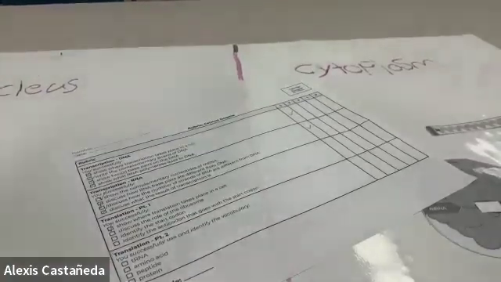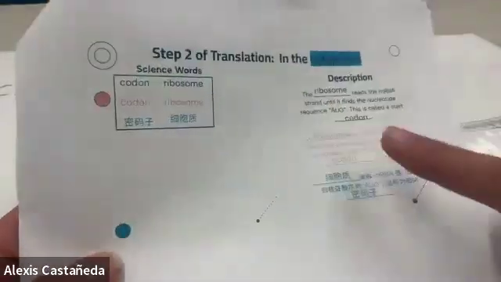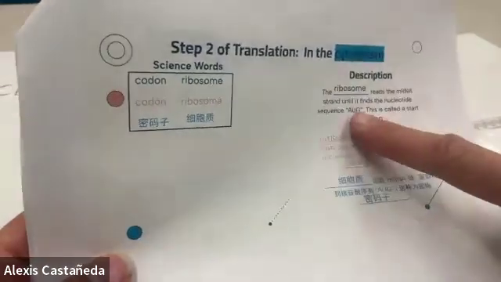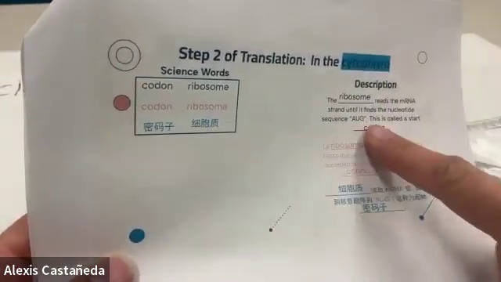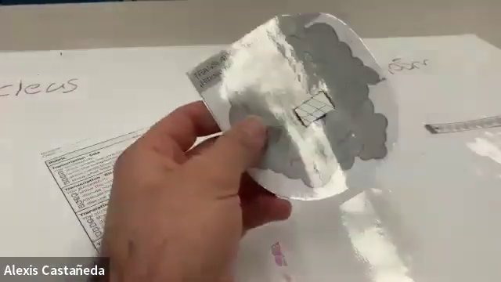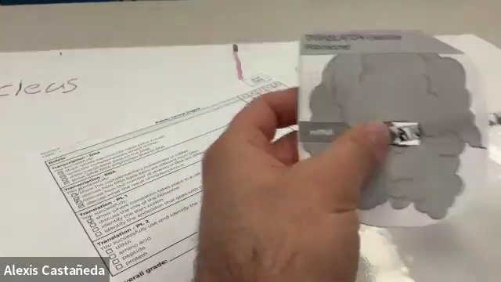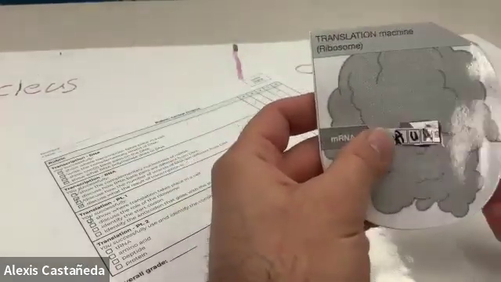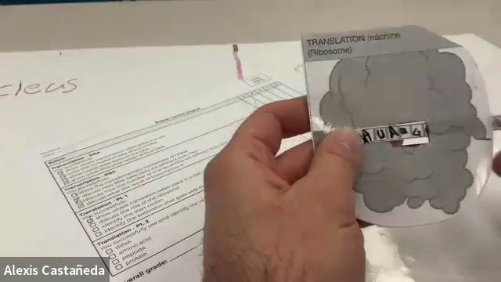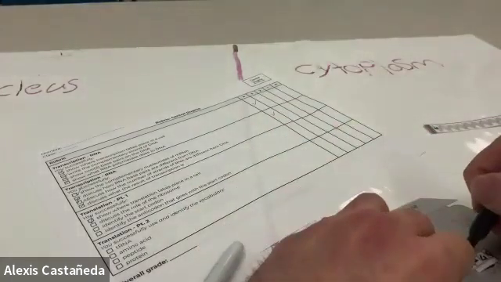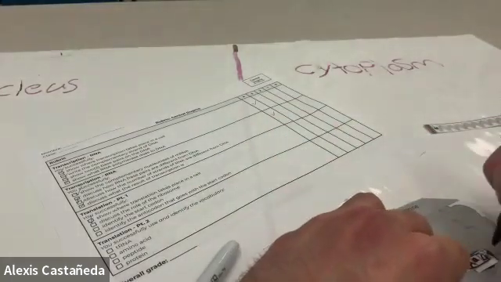Okay, then it says to discuss the role of the ribosome. So here on the second slide of translation, it says the ribosome reads the mRNA strand until it finds the nucleotide sequence AUG. This is called a start codon. So I'm going to take my ribosome and my mRNA, and my ribosome is going to read this mRNA strand until I get to AUG. This is called a start codon. So I'm going to circle AUG here on my mRNA strand inside of my ribosome.